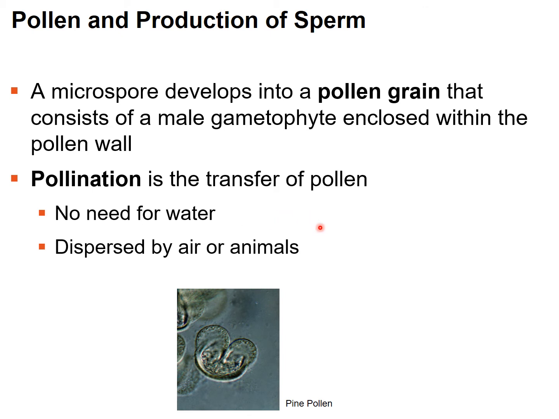Now, pollen is kind of important. It eliminates the need for water because they do not have sperm with flagella. And the pollen, again, can be dispersed very great distances by air and animals. So here we have the pine pollen. It's almost got wings on it, which allow for mainly dispersal by wind.